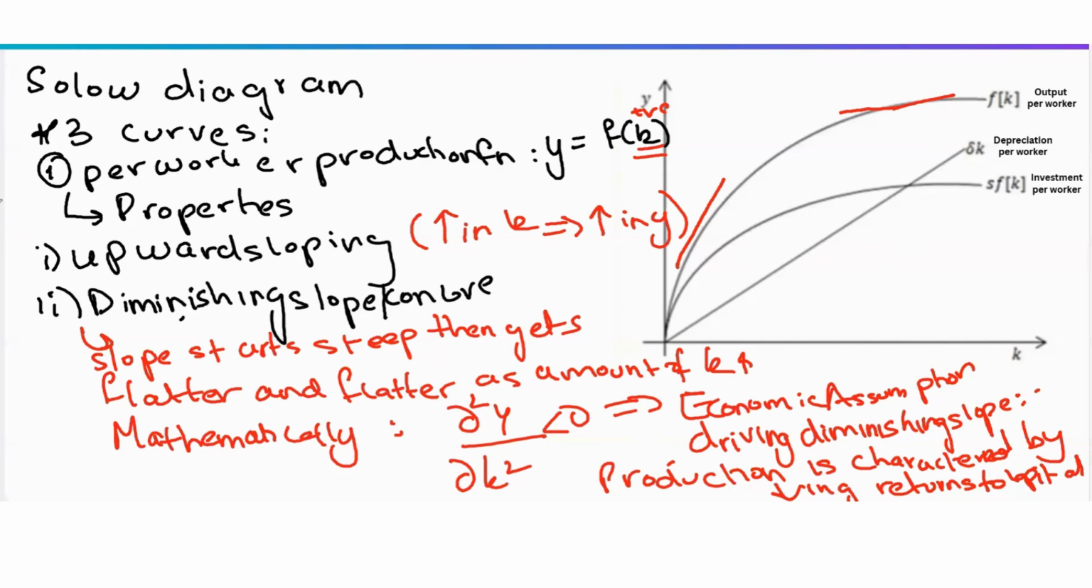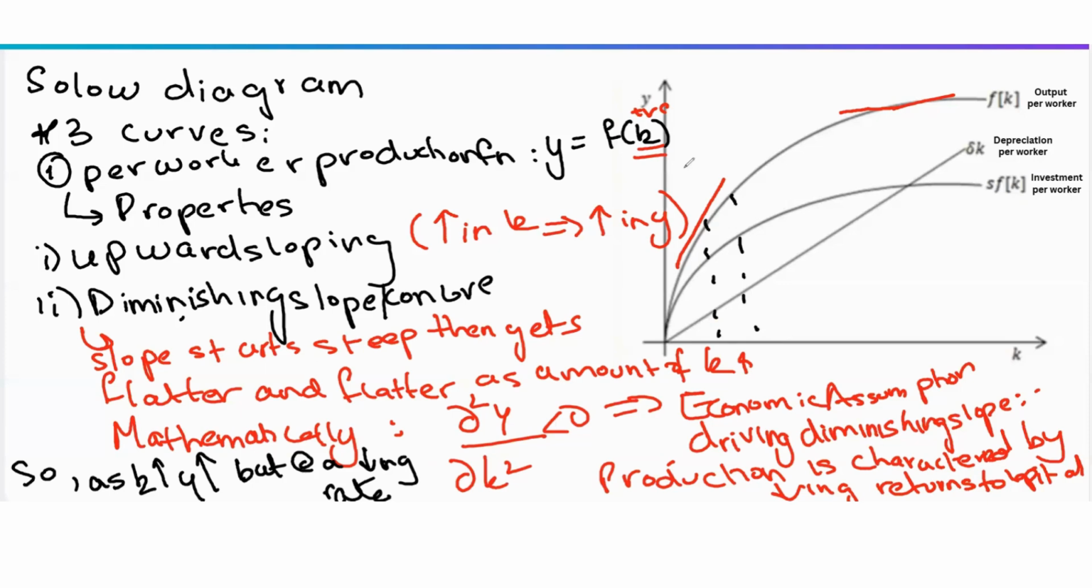The key here is that the per worker production function tells us that as capital per worker increases, Y increases, hence it's upward sloping, but at a diminishing rate. If you increase K, the increase in Y is this much. But if you increase K by a similar amount over here, the increase in Y is very minimal.